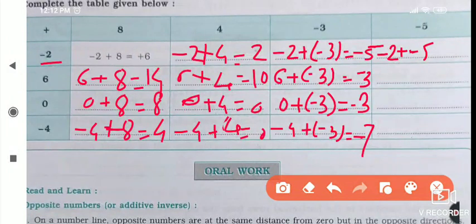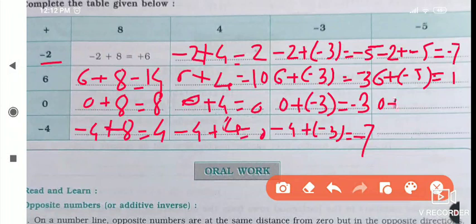Minus 2 plus minus 5. Both numbers are negative. So addition, and the answer will get which sign? The negative sign. So its answer is minus 7. Next question is 6 plus into bracket minus 5. Both signs are different. We have to do the subtraction of this. So the answer is 1 and the answer will get the positive sign because 6 is positive and 6 is the bigger number from this.